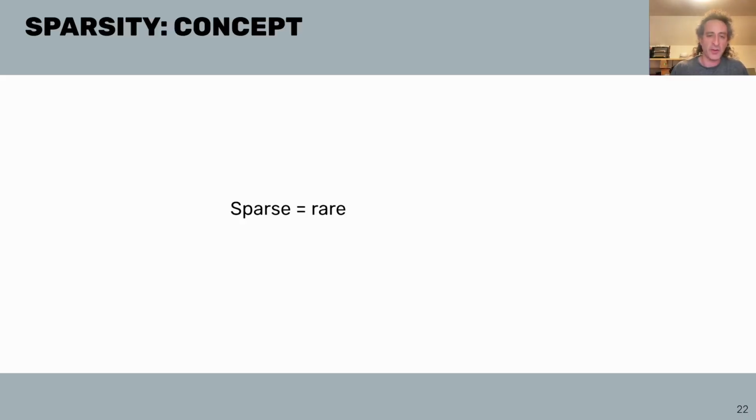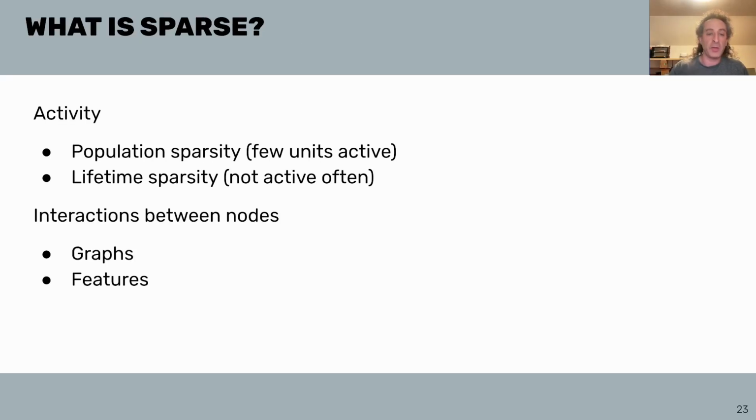So let's talk about sparsity first. Sparse, what is that? It just means rare. And there's a lot of ways that something can be rare, and different things can be rare. You could have rare activity, which is a very common notion of sparsity. So you can have two kinds of activity sparsity: one which is population, that is, only a few neurons are active at a time and the rest are zero, or lifetime sparsity, talking about one neuron that is not on very often. You can also have sparse interactions between units or nodes in your neural network. And that essentially creates a graph, not a fully connected graph, but a sparsely connected graph.